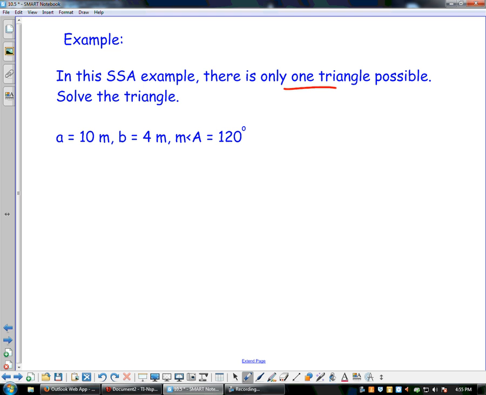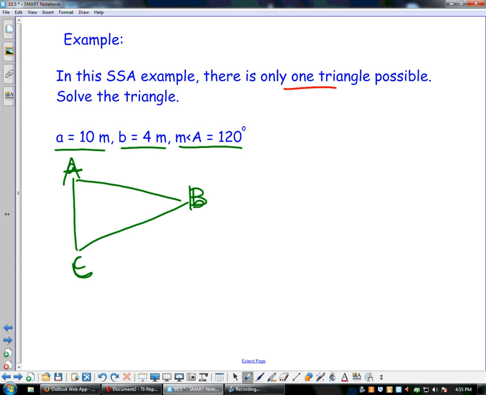So I'm going to start off. I'm given lowercase a, which means that's a side, 10 meters. Lowercase b of 4 meters, again another side, and the measure of angle A, so 120 degrees. So I'm going to start off, again, just doing a rough sketch, just a triangle. I'm going to label this A, B, and C, and labeling A, B, and C in this case, capital A, B, and C is our angle measures. Lowercase a, b, and c will be our side length. So what do we know so far? We know that lowercase a is 10 meters. Lowercase b is 4 meters, and the measure of angle A is 120 degrees.